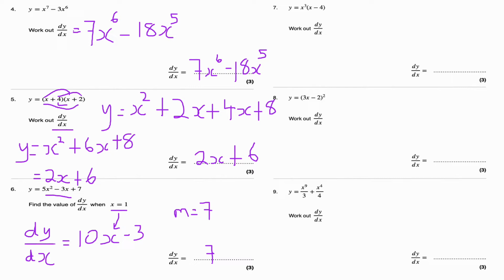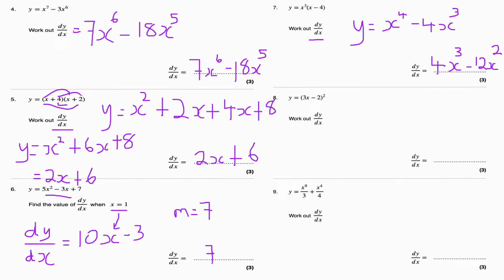Question number 7, guys. y is equal to x cubed bracket x minus 4. Work out dy by dx. Well, expanding that single bracket, I get y is equal to x to the 4 subtract 4x cubed. So differentiating this, guys, dy by dx is x to the 4 goes to 4x cubed, and negative 4x cubed goes to minus 12x squared. So that's what I get when I differentiate it, guys.